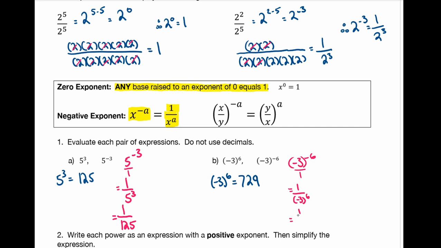If I want to evaluate this further, I already know what negative 3 to the power of 6 is because I evaluated that in the last part. And negative 3 to the power of 6 is 729. So that's my exact value. If you were to do that on your calculator, you would get a long decimal that's not very precise. So this is the exact value. And again, when we're evaluating negative exponents, we tend to want to have the answer as a fraction, not as a decimal.